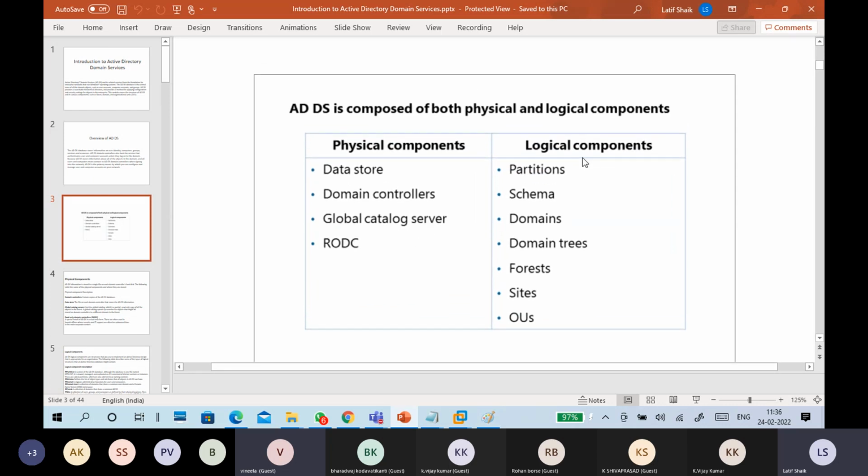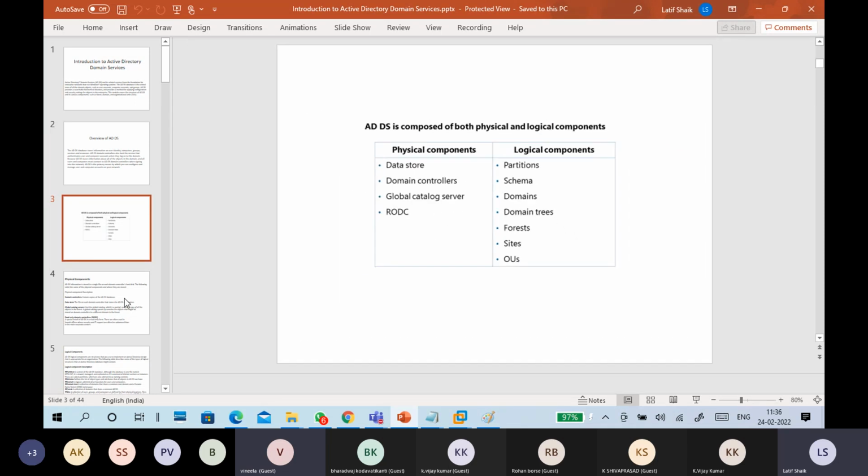Logical components, for example, partitions. Not a disk partition, guys. Active Directory partitions are there: schema, domain, domain trees, forest, sites, OUs, like this. These all come under logical partitions.